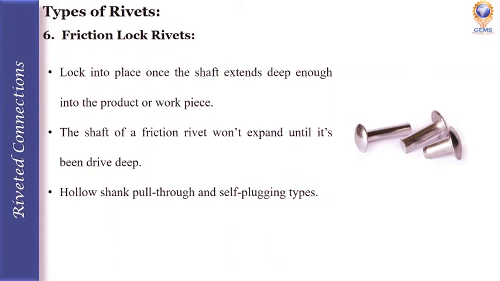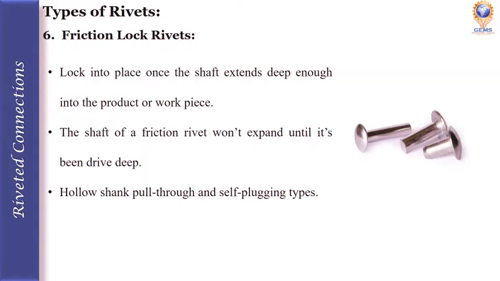Sixth one, friction lock rivets. These resemble an expanding bolt. The blind end may be either countersunk or dome shaped. Friction lock rivets are designed to lock into place once the shaft extends deep enough into the product or workpiece. Unlike most other rivets, the shaft of a friction rivet won't expand until it has been driven deep into the product or workpiece. Friction locks were available in two styles.